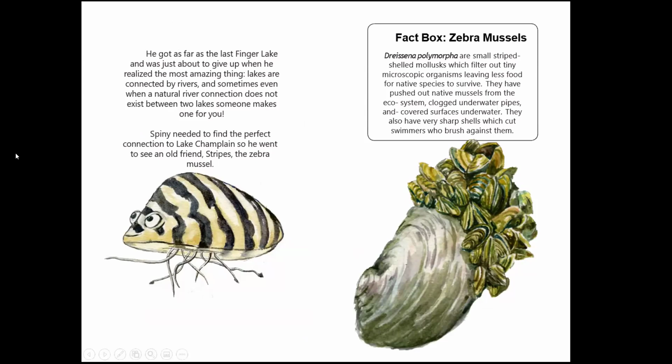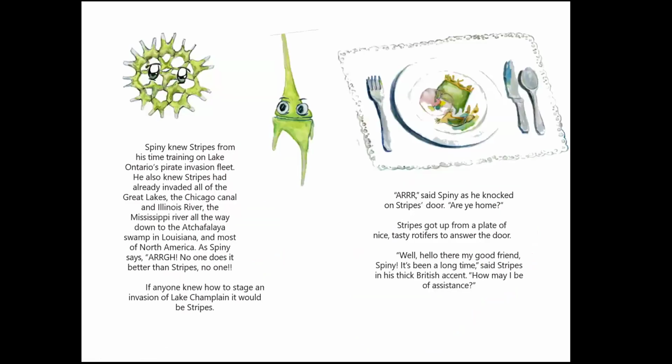Spiny needed to find the perfect connection to Lake Champlain, so he went to see an old friend, Stripes the zebra mussel. On the right, you see a quick fact box about zebra mussels. Invaded the lake in the 90s. Stripes was pretty good at invading lots of ecosystems, Spiny knew from his time training on Lake Ontario's pirate invasion fleet.